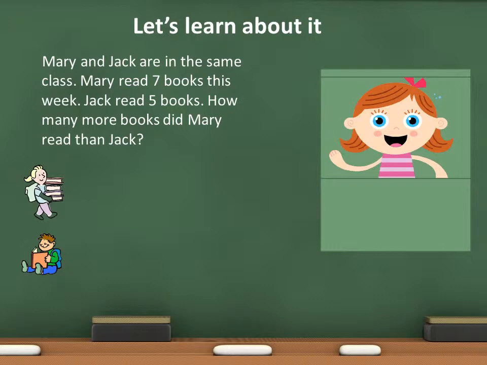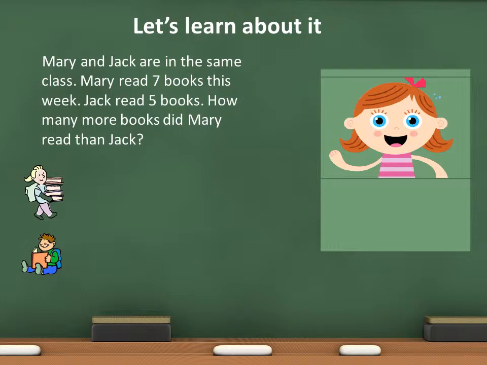If you will notice, in this problem, it tells us that Mary and Jack are in the same class. But when we look at the entire problem, we realize that this is not important information in solving the problem. We don't need to know that they are in the same class to determine how many more books were read. So when I'm retelling the problem, I will probably exclude that information.